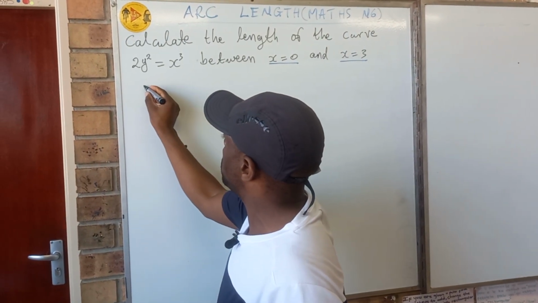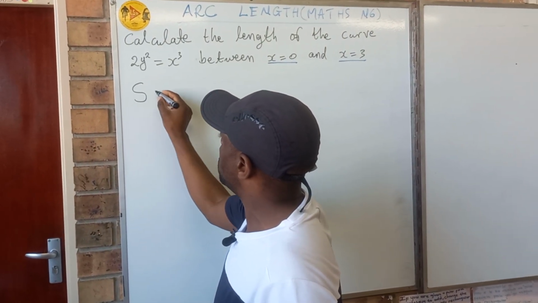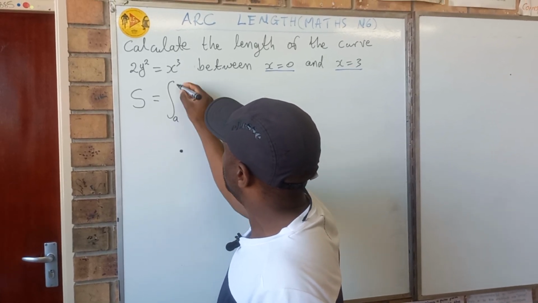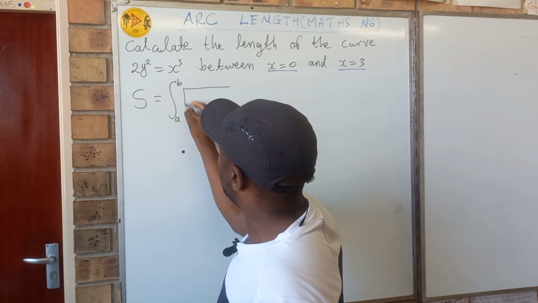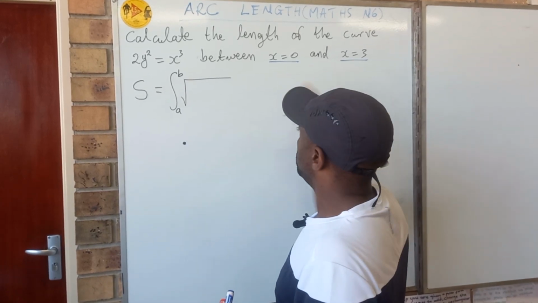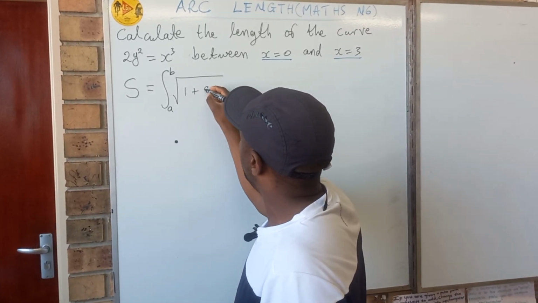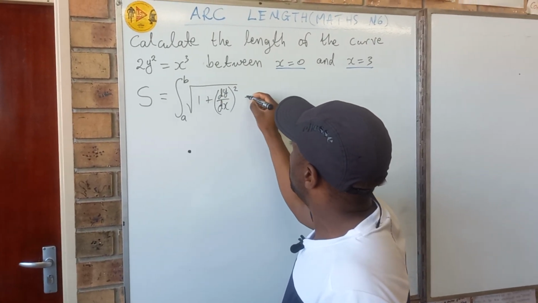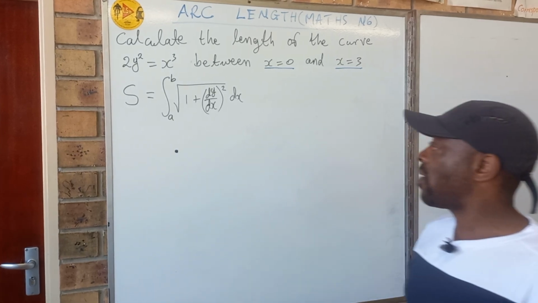So as an N6 student, there are 3 formulas on page 7 that start with s equal to. Those are formulas for arc length. So the one we are picking will be the one that will end with dx, because the limits are saying so. So this is our formula, the square root of 1 plus dy over dx all squared, then dx. So that's the right formula.